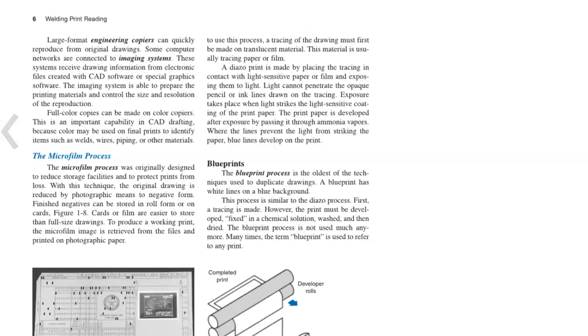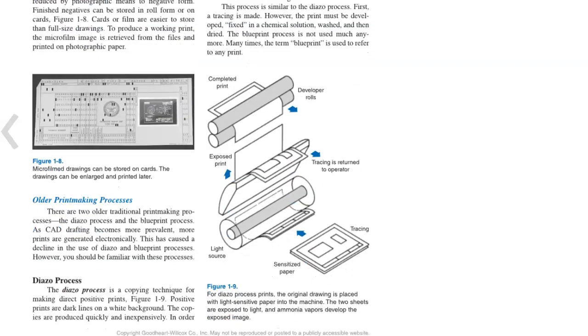The microfilm process. The microfilm process was originally designed to reduce storage facilities and protect prints from loss. With this technique, the original drawing is reduced by photographic means to negative form. Finished negatives can be stored in a roll form or on cards. Cards or film are easier to store than full-size drawings. To reproduce a working print, the microfilm image is retrieved from the files and printed onto photographic paper.